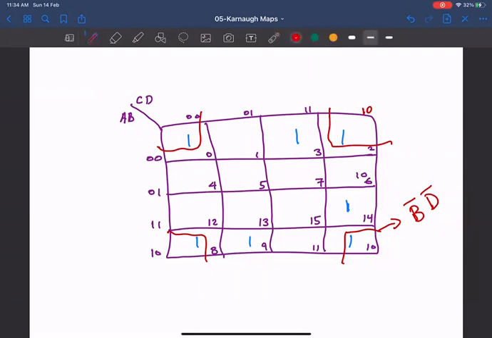What's the next group? Someone, please. 3 and 2. 3 and 2, excellent. So 3 and 2 are a good group candidate, and all the rules apply. So what is this now? A complement is constant, B complement is a constant, and C. Excellent.